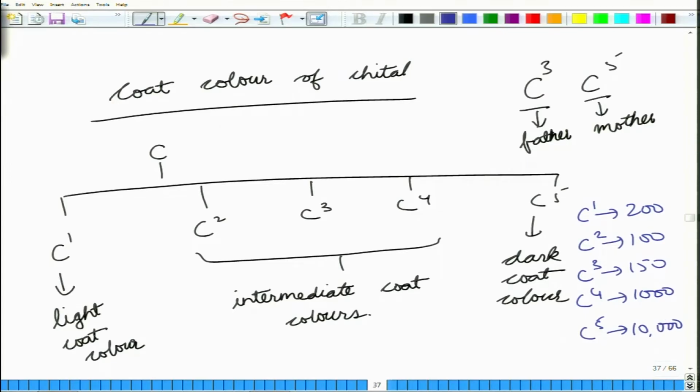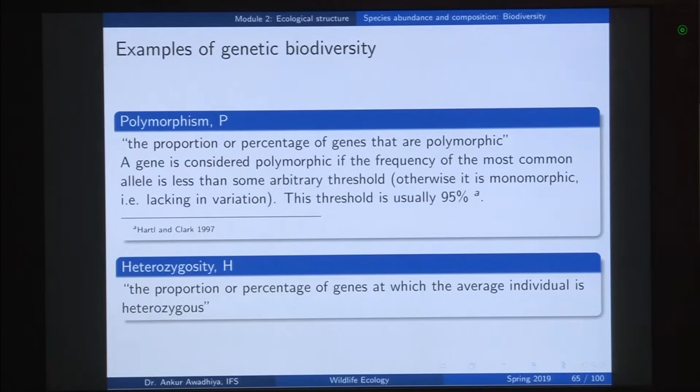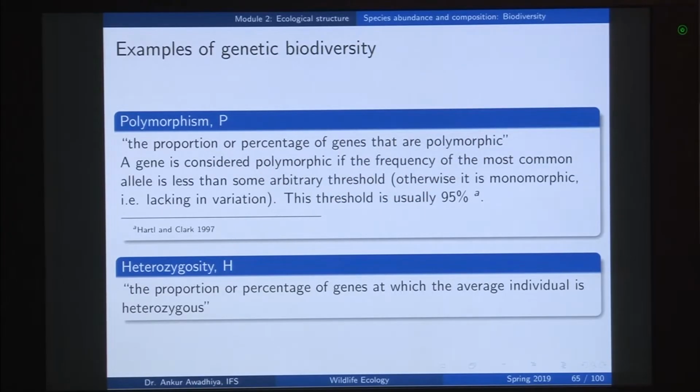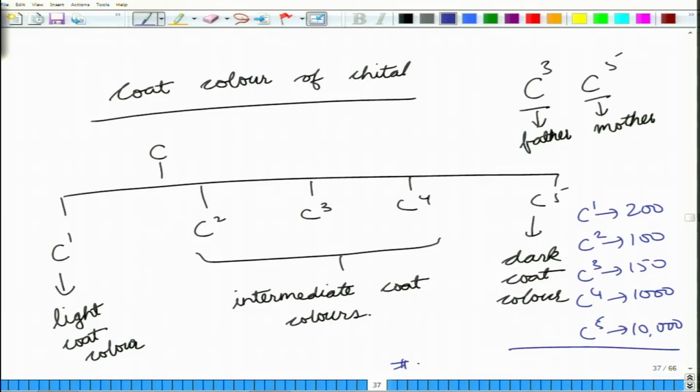Now, in the case of polymorphism, we will ask the question, is this gene, the gene for coat color that is represented by C, polymorphic if the frequency of the most common allele is less than 95%. Now, in this particular example, how many alleles do we have? Number of alleles is 200 plus 100, 300, 450, 1450, 11,450. So, these are the total number of alleles that we have.